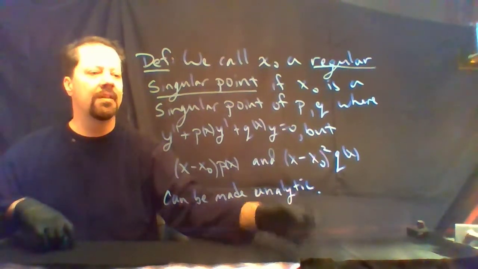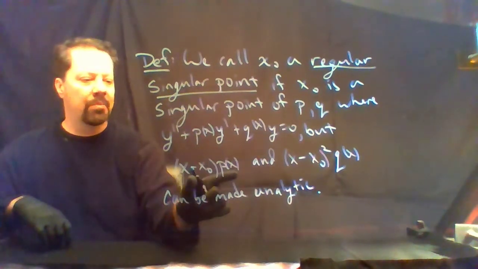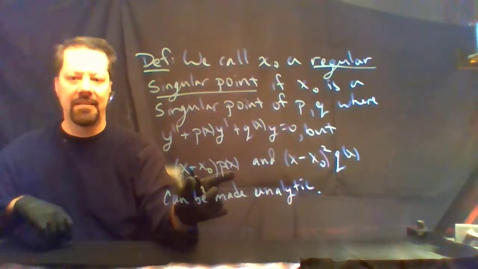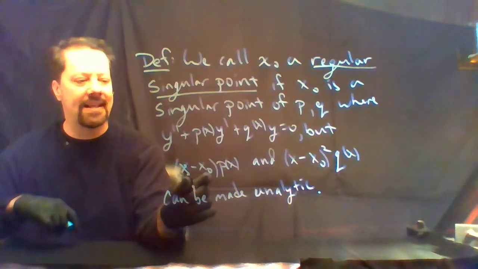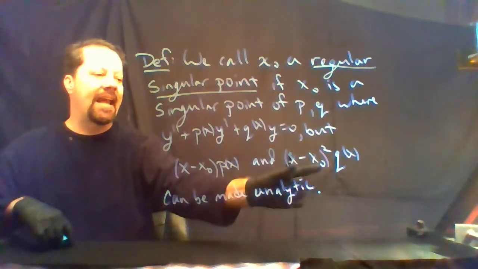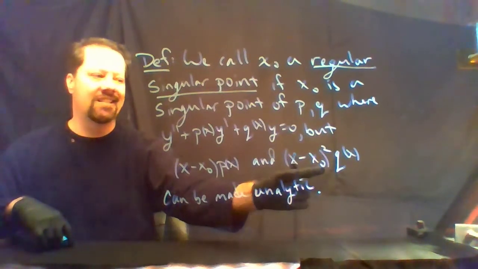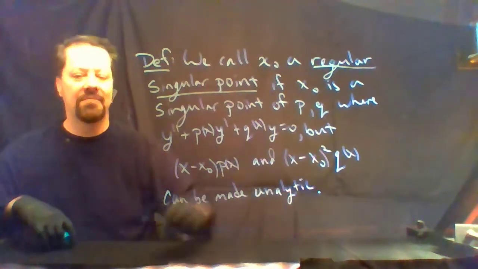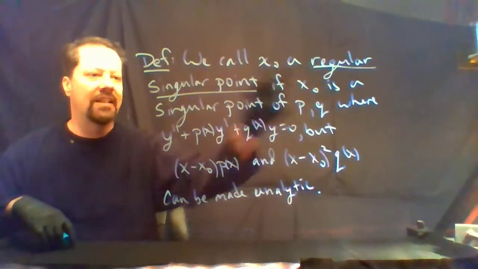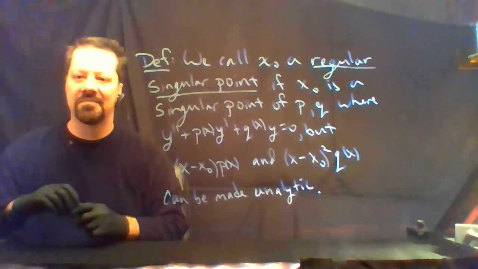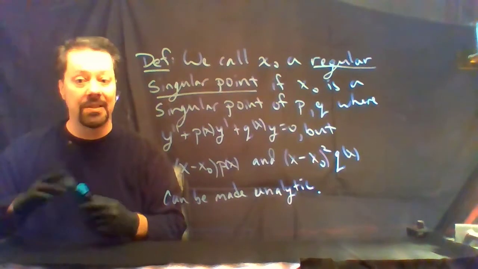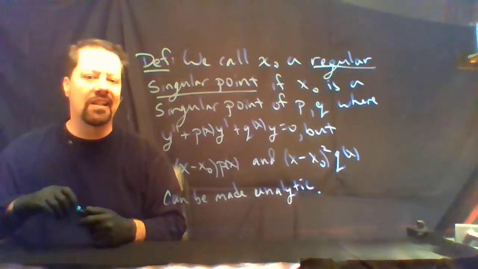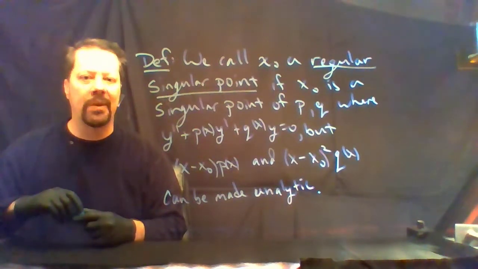In other words, provided we can eliminate the non-analyticity by multiplying by one factor of x minus x naught onto p and two factors of x minus x naught onto q, then we have a regular singular point. If the point is not a regular singular point, but still a singular point, we call it an irregular singular point.